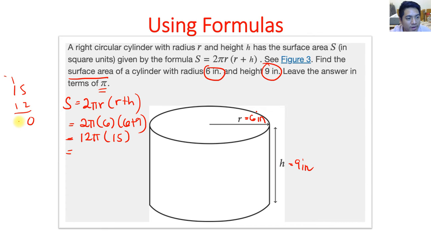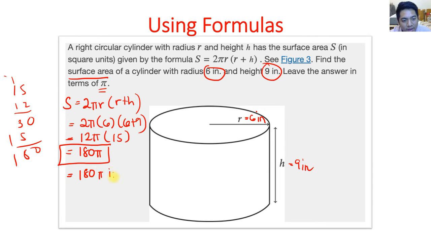Okay, 2 times 1, we have 3, 5, 1. So 0, 8, 1. So 180π is the surface area. Or if you want to include the units, of course, that would be 180π square inches. That's the surface area of this right circular cylinder.